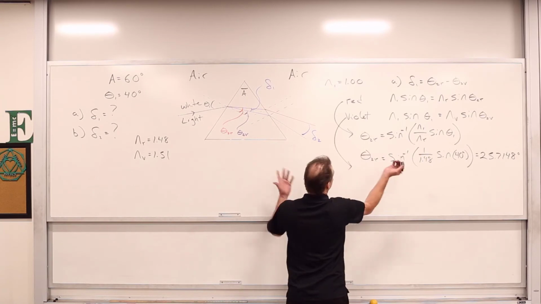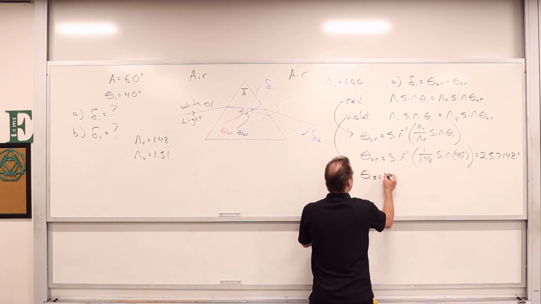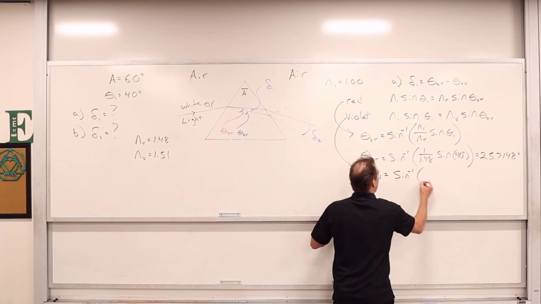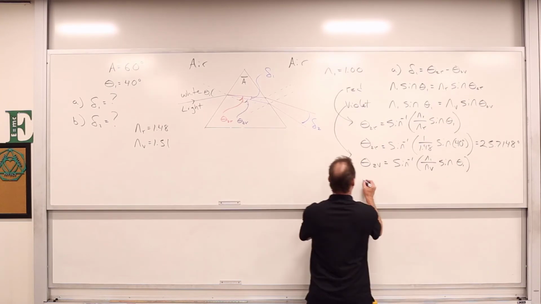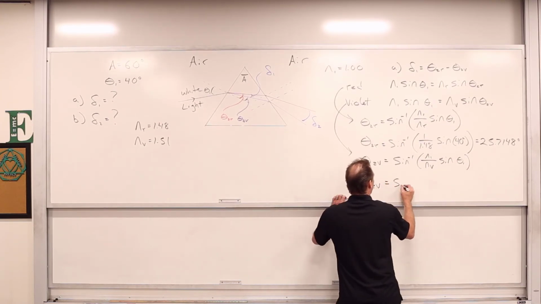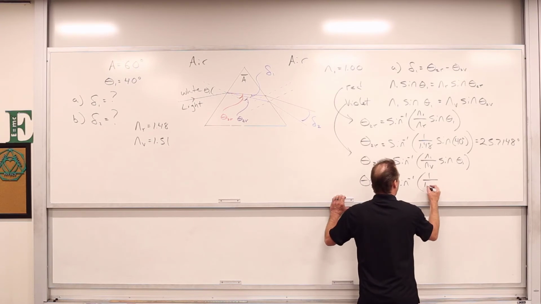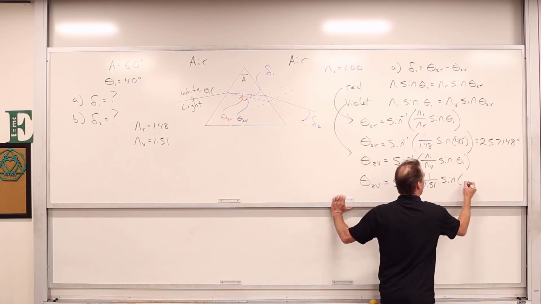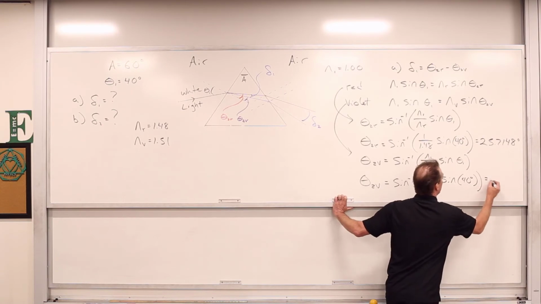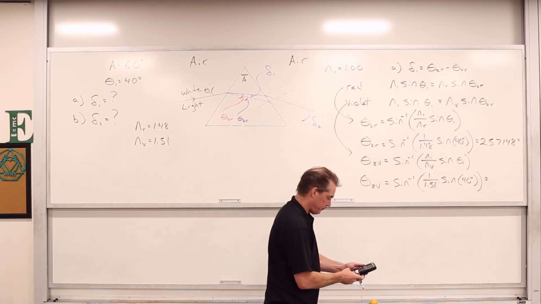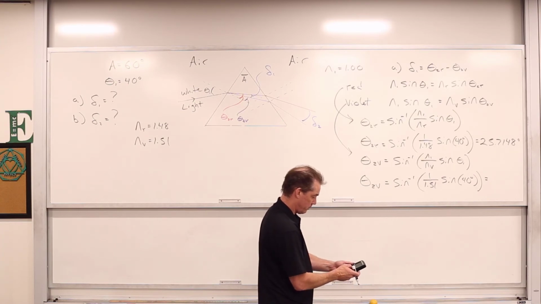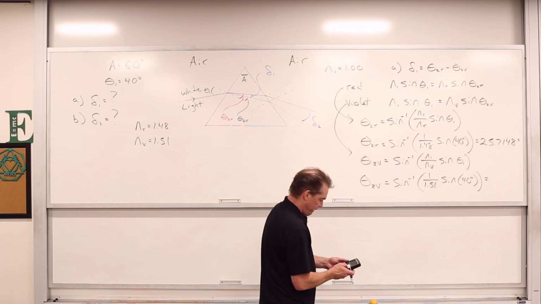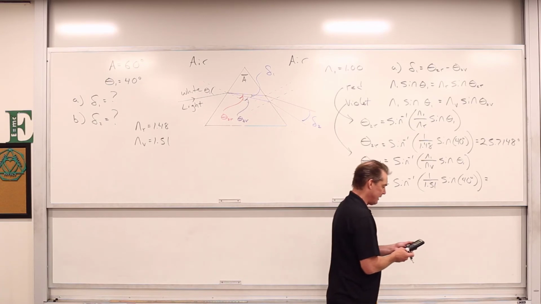And then for the violet end, we've got something really similar. Theta 2 violet is equal to the arc sine of N1 over N violet times the sine of theta 1, giving us that theta 2 violet is equal to the arc sine of 1 divided by 1.51 times the sine of 40 degrees, which gives us 25.1942.